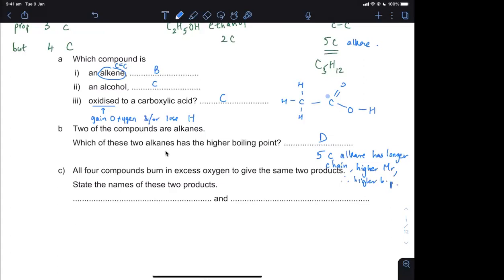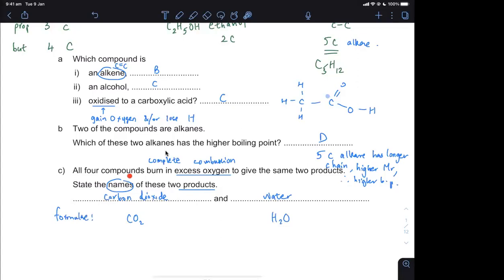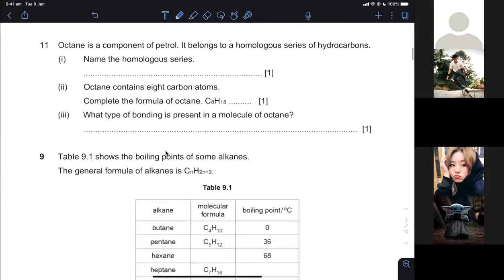Now, all 4 compounds burn in excess oxygen. Excess oxygen there refers to combustion. So what happens in combustion is they want the names of the 2 products. So we're looking at complete combustion because there's excess oxygen. So we know that it's carbon dioxide and also water. In certain years, they would like to ask you the formula. The formula will be H2O and CO2, but these are formulas. And when they ask for names, which they did here, you have to give the names instead of the formulas. All right, so let me just go a bit faster now.